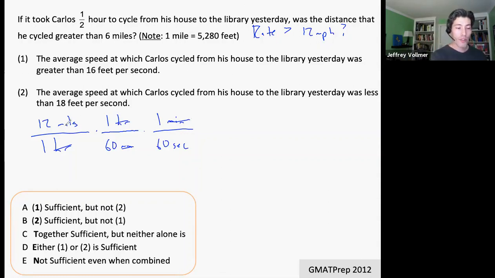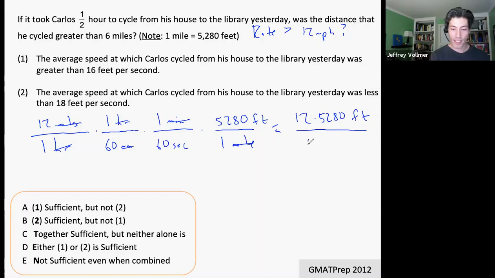I've got miles in the numerator. I don't want miles in the numerator. I want feet in the numerator. So let's write feet in the numerator here and put the mile in the denominator. 5280 feet is the same as 1 mile. That's going to eliminate the miles. Now what we've got here is 12 times 1 times 1, so just 12, times 5,280 feet per 1 times 60 seconds. So 60 times 60 seconds.